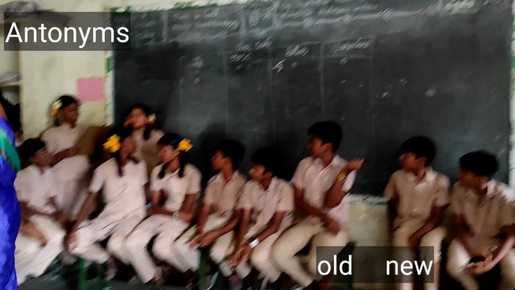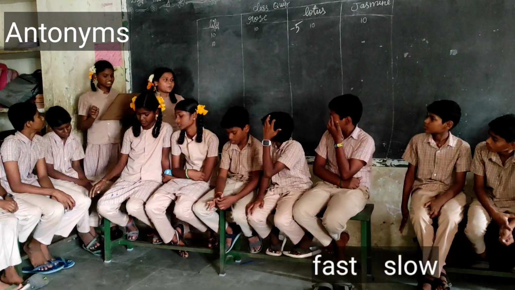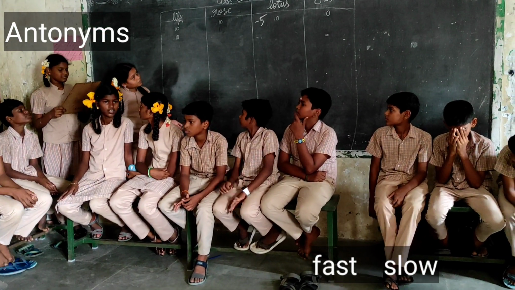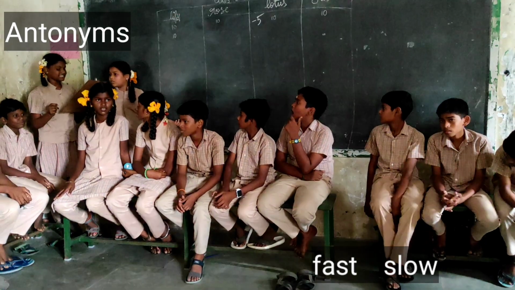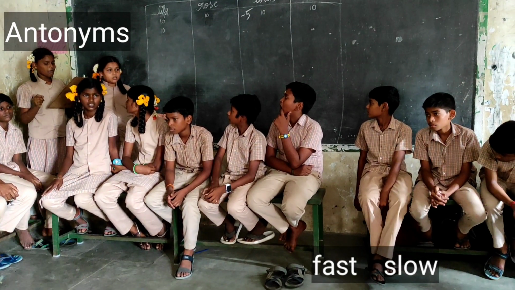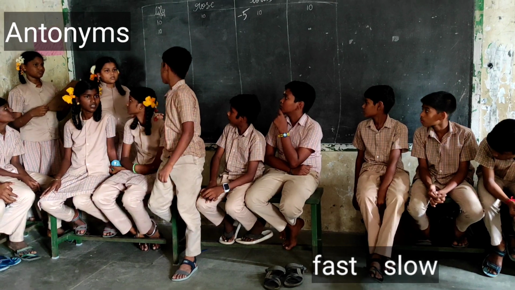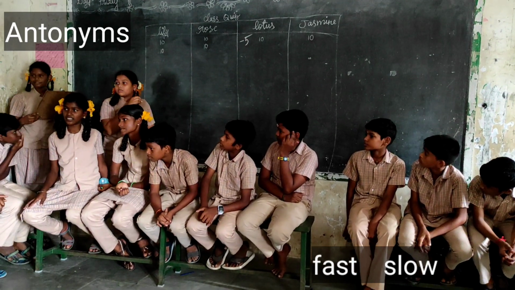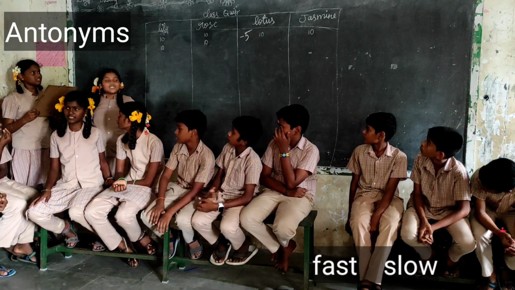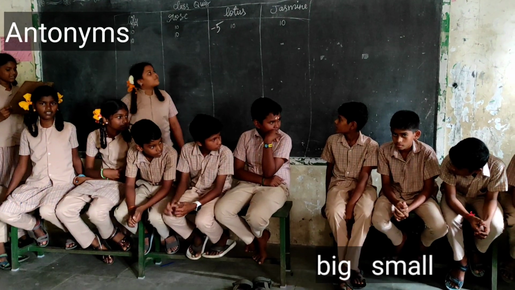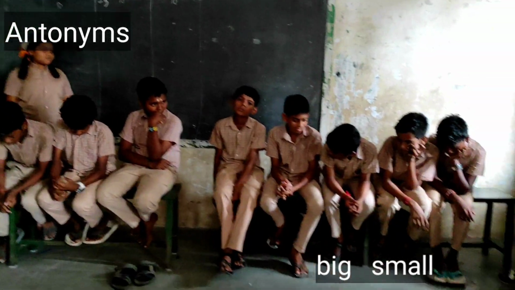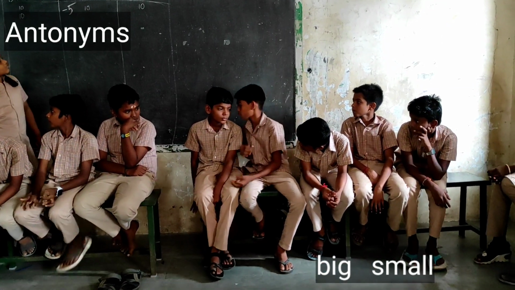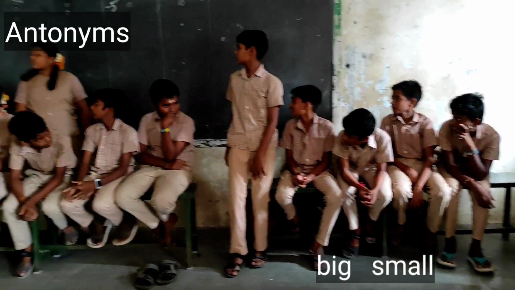Okay, next, second question to Rose. Fast, opposite. Option A, stand. Option B, body. Option C, pretty. Option D, slow. Slow, right answer. Next, big. Option A, big. Option B, short. Option C, long. Option D, low. Small, right answer.